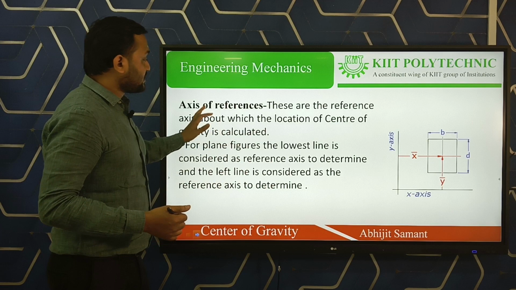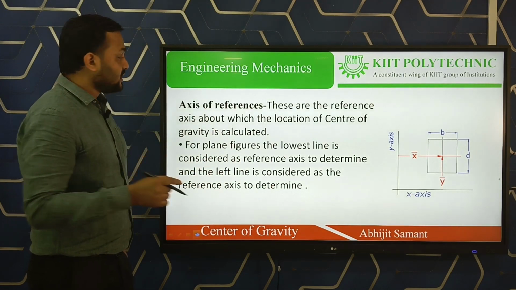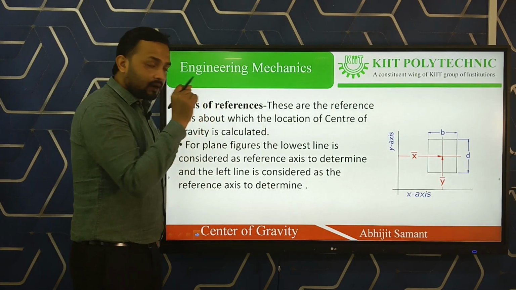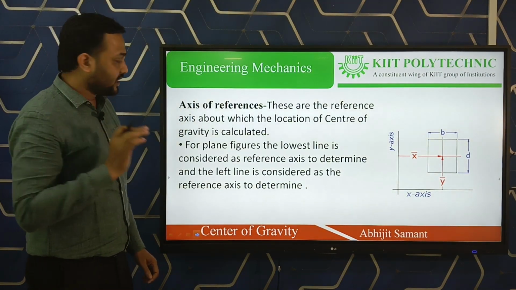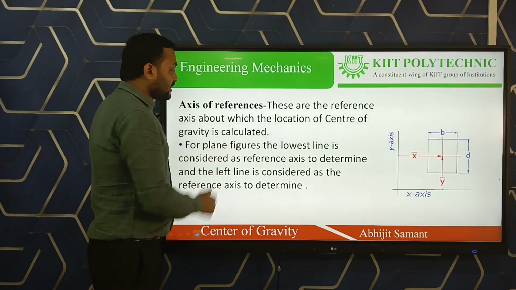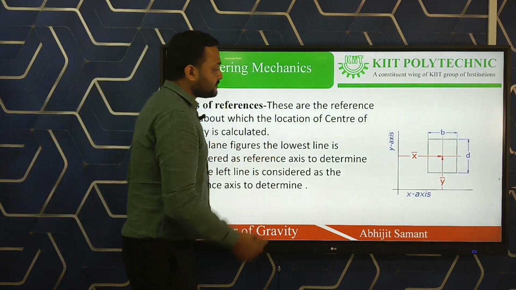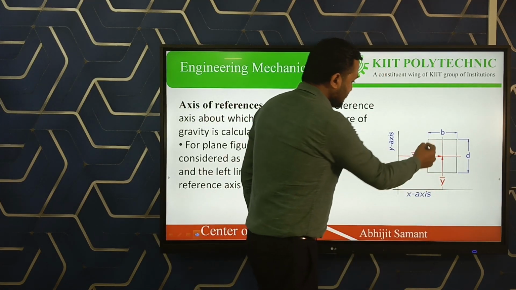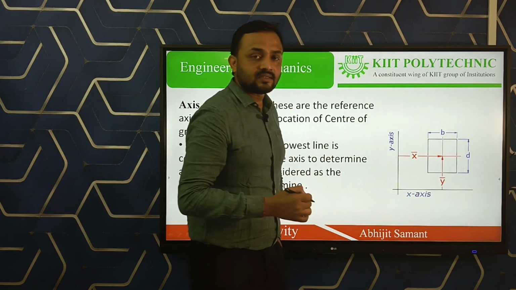Next, we are going to discuss axis of reference. What is axis of reference? These are the reference axes about which the location of the center of gravity is calculated. So the axes from which we calculate the centroidal point are known as the axis of reference. For a plane figure, the lowest line we consider as the axis of reference. Suppose this is a rectangle. In this rectangle, we consider this x-axis and this y-axis as the axes of reference.